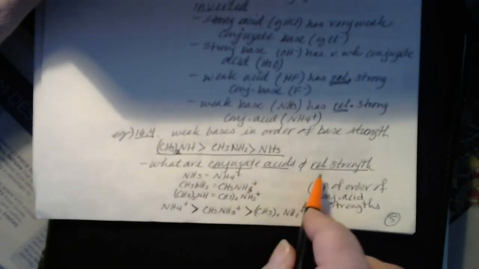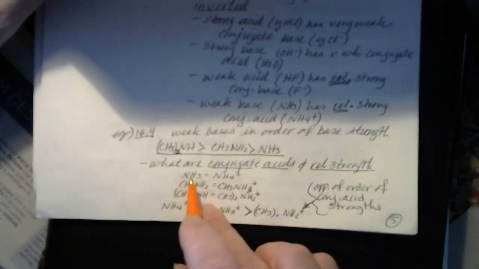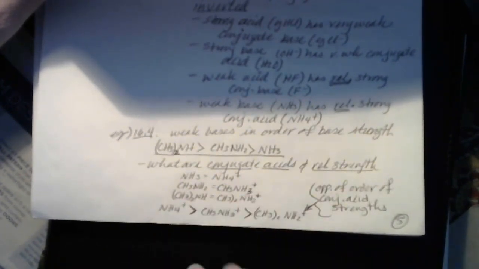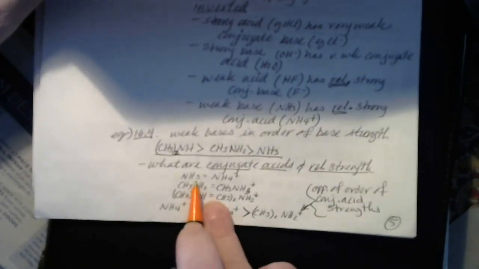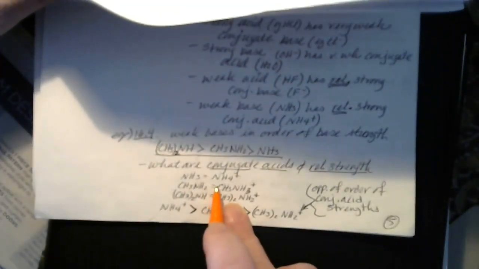But first of all, what are the conjugate acids? Well, the conjugate acid is what you get when you add an H plus to what's already there. That's all you have to do. That's how you can tell the difference between a conjugate acid-base pair. They only differ by an H plus. And so if you want to go from a conjugate base to a conjugate acid, add an H plus.